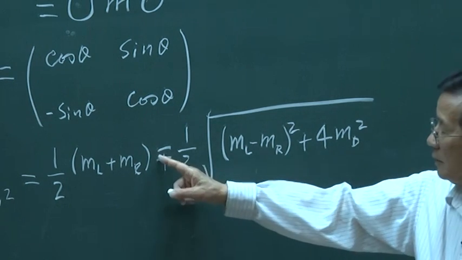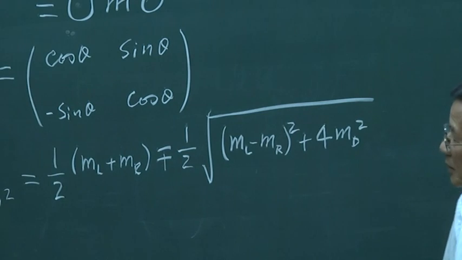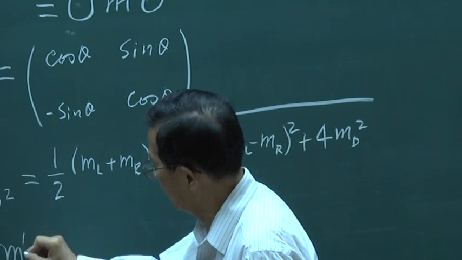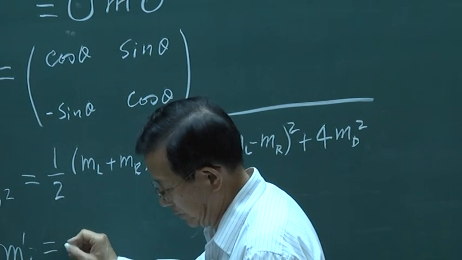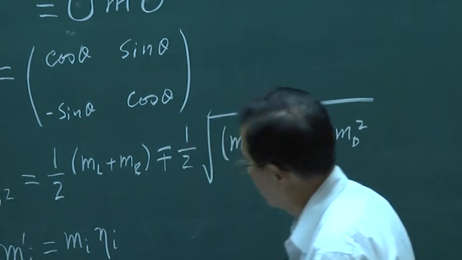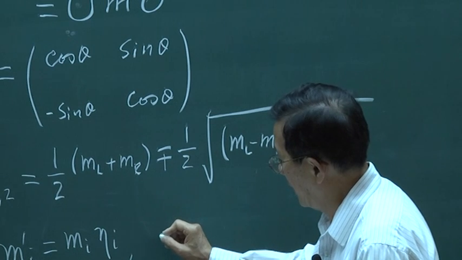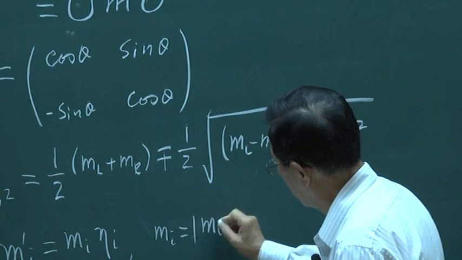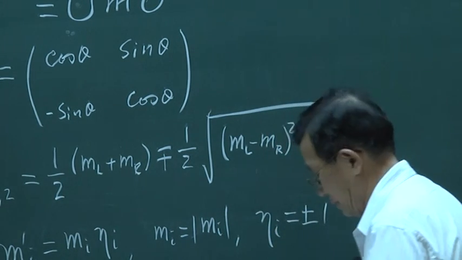Now, because of this minus sign, sometimes the eigenvalue can be negative. So in that case, we will do the following: that m prime i will be equal to m i multiplied by sign eta i. So this m i will be equal to the absolute value of m i, and the eta i could be plus or minus 1.